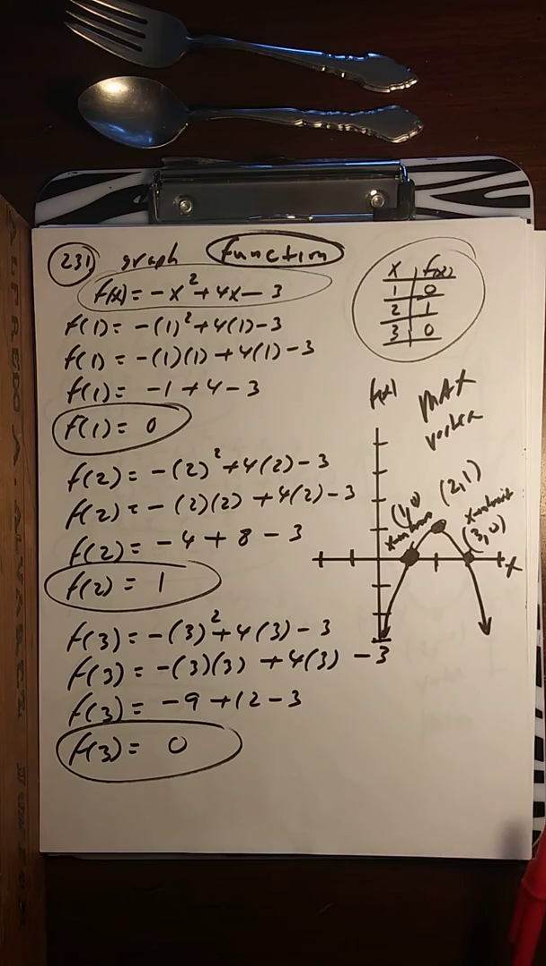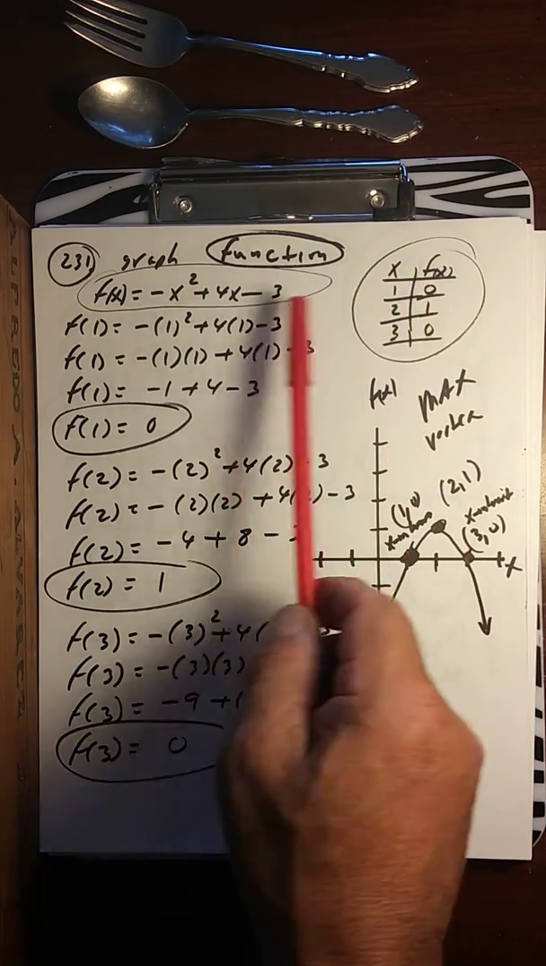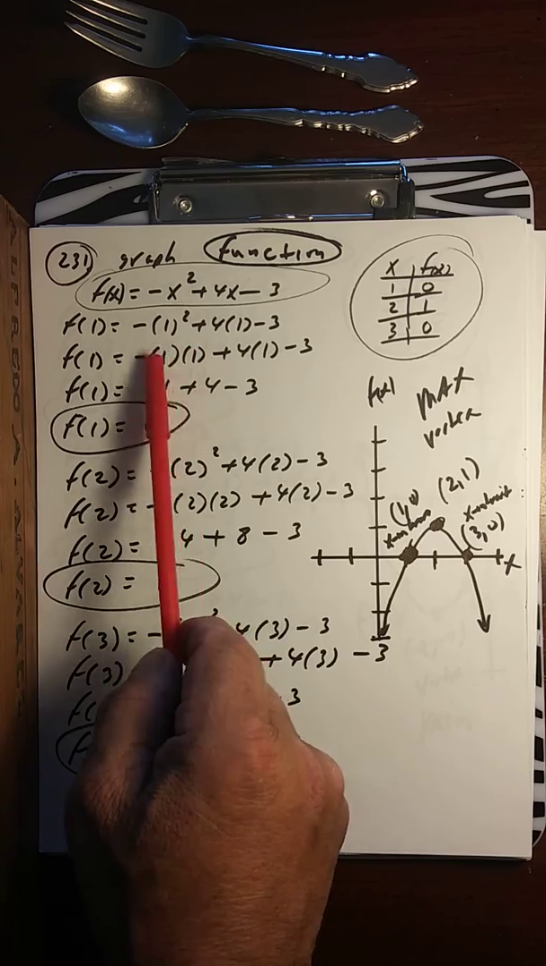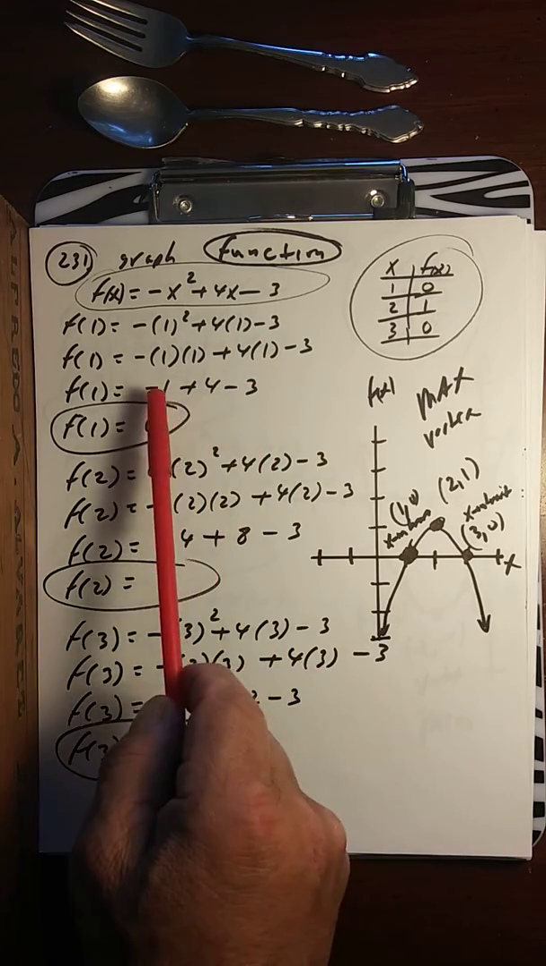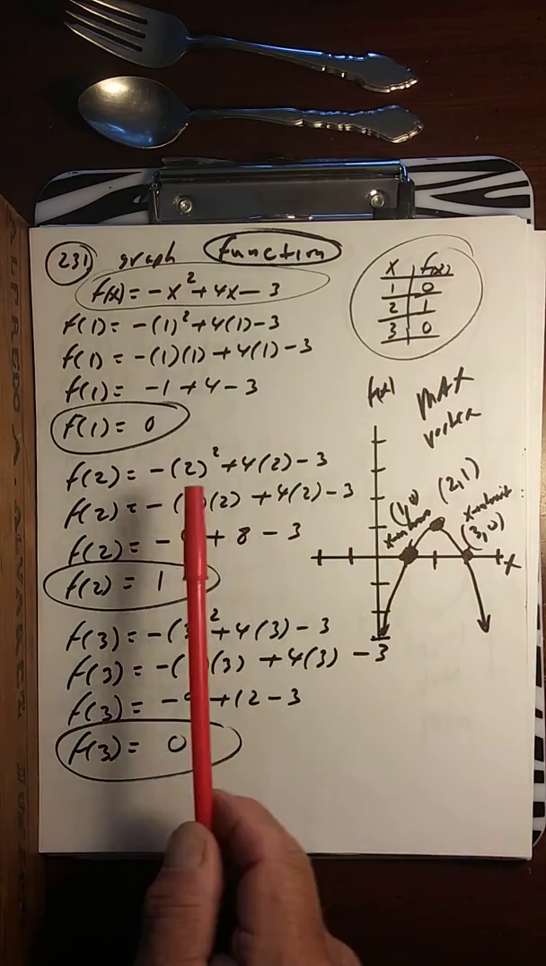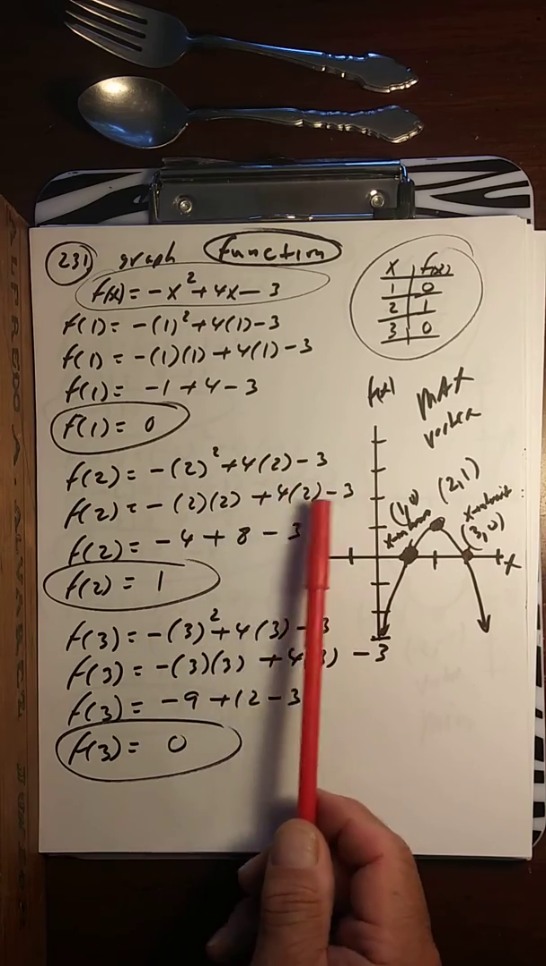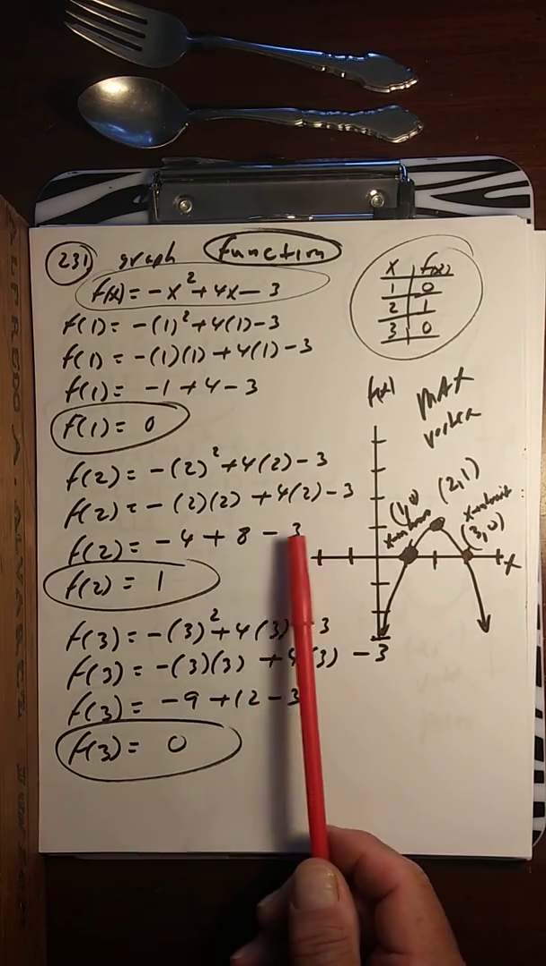Graph the function. Again, I'm going to put some numbers in: 1, 2, 3. Put 1 in there. 1 times 1 is 1. Negative 1 plus 4 minus 3 gives you 0. Put a 2 in there. 2 times 2 is 4. So it's going to give you negative 4 plus 8 plus that. It's going to be 1.